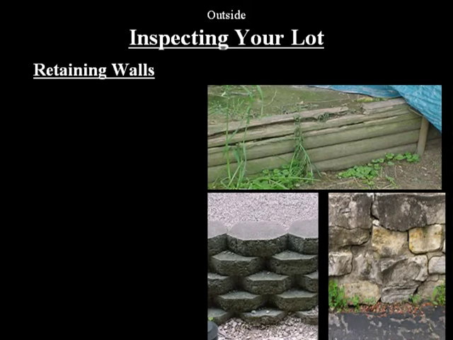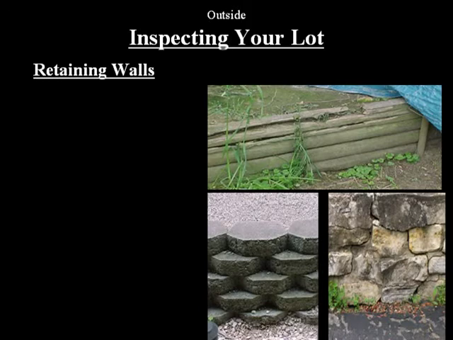Here we have 3 different styles of retaining walls. The top picture is obviously wood with some rot and decay issues. The picture on the bottom left is referred to as a dry stone wall because there is no mortar present. The picture on the bottom right is referred to as a wet stone wall, and you can see the obvious cracks from years of freezing and thawing water that accumulates behind the wall.